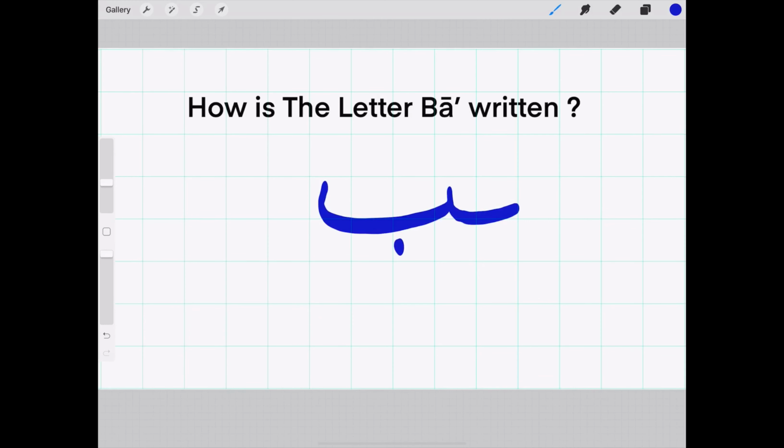So again, if you are writing the ba letter at the end of the word connected to the letter before that, you start with the extension of the previous letter, draw the right arm of the ba letter, followed by the body of the ba letter, and then the left arm of the ba letter. Excellent job. Please feel free to pause the video at any moment and practice.